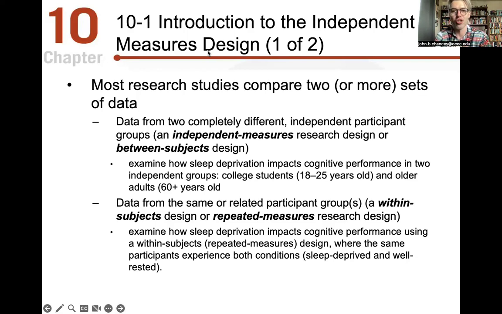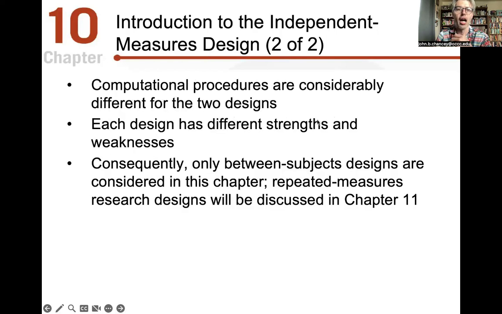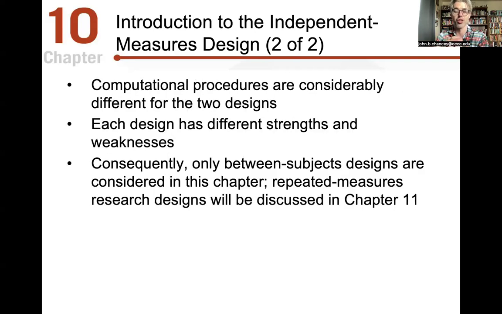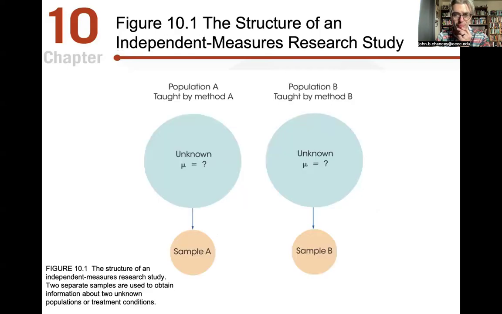So these are just the two broad categories for research when we're talking about comparative research, comparing means, for example. When we talk about the independent measures design, typically there are two different designs. Each has its own strengths and weaknesses. But really, the between subjects design is what's considered in this chapter. So we're talking about those where we're comparing college students with older adults. We're comparing two populations. Next chapter, we'll get more into those repeated measures designs.